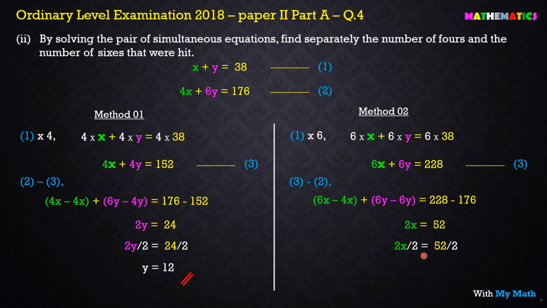Then I divided both sides by 2, and it gives us x equals 26. So this is method 1 and method 2. I will show you here, and I will discuss it in my next slide also. In method 1, we have initially found y, and I am going to find x using this one. And in this method, I have initially found x, and I am going to calculate y by using this one. So let's see the rest of the process.